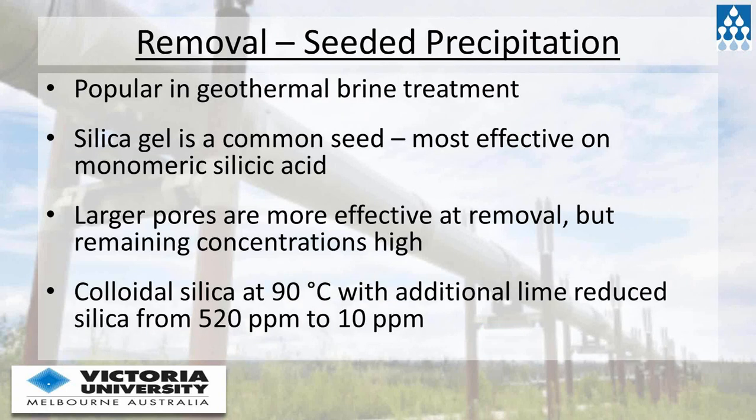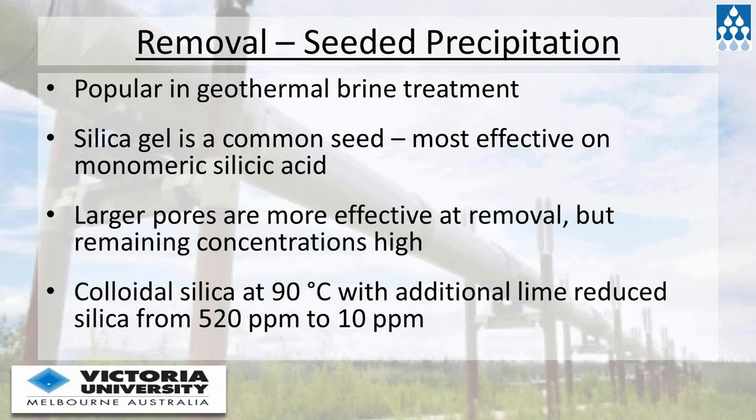Seeded precipitation is very, very popular in geothermal brine treatment, particularly in Japan and New Zealand, where they do a lot of this sort of work. Effectively, what they're doing is they're using silica gel, putting it into the solution, and absorbing. There is very little difference between what we call seeded precipitation for silica and what we call adsorption, because the processes overall are the same.